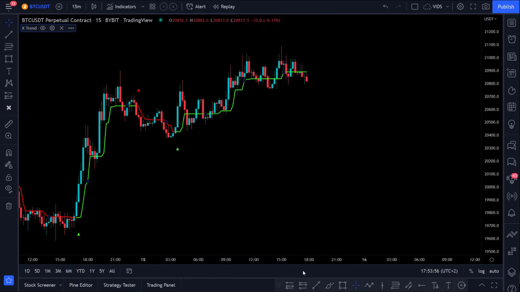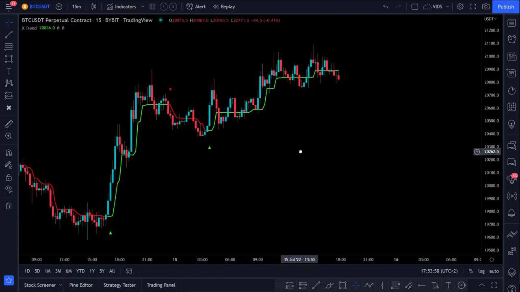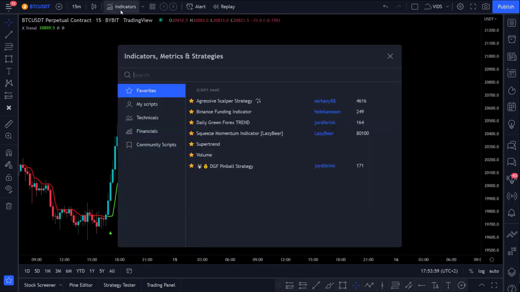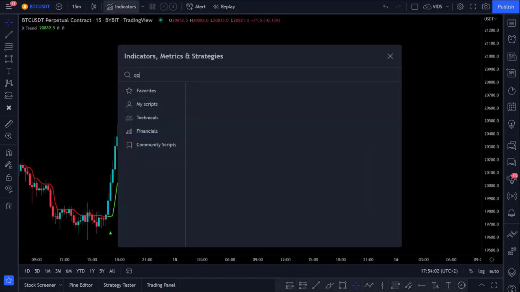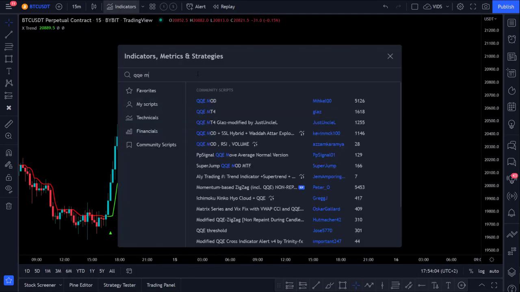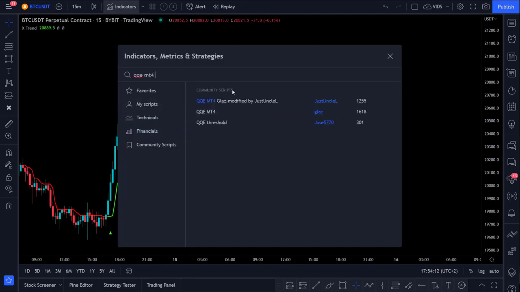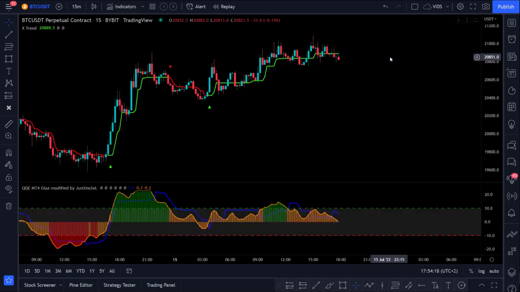The second indicator that we are going to add is the QQE MT4 GIAZ. Again, this indicator is not used much by people, so this is also a nice secret indicator that is going to help us find buy and sell positions. We don't need to modify this indicator. Alright, if you follow the steps, your chart now looks the same as mine. We can now start with the rules of the strategy.